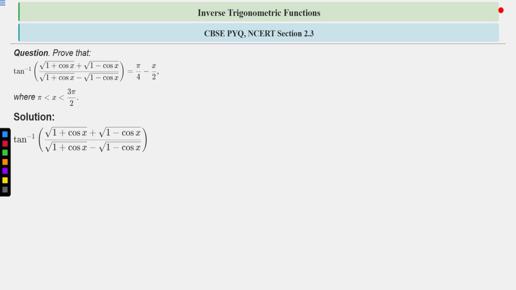So it is tan inverse of root over 1 plus cos x plus root over 1 minus cos x upon root over 1 plus cos x minus root over 1 minus cos x, right? Root over 1 plus cos x can be written as root over 2 cos square x by 2, because 1 plus cos x is basically 2 cos square x by 2. Plus root over 1 minus cos x can be written as root over 2 sin square x by 2, right? It's the clear formula. Similarly, in the denominator, you can apply the same.